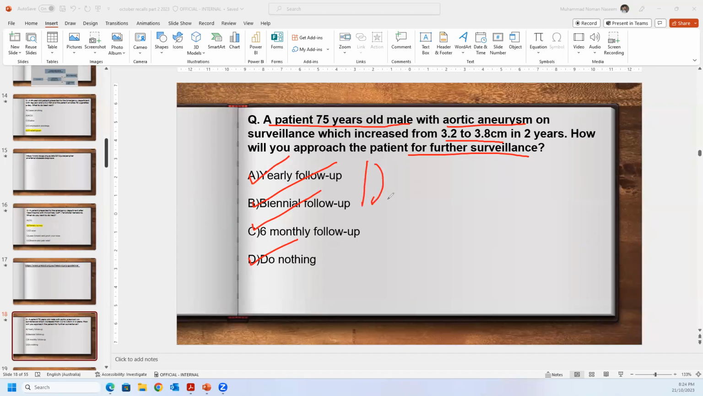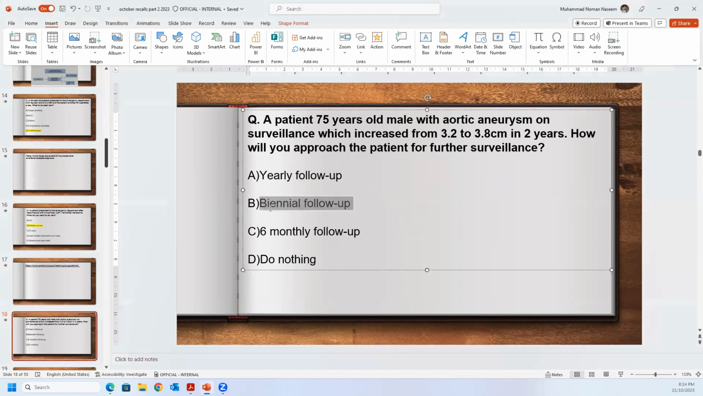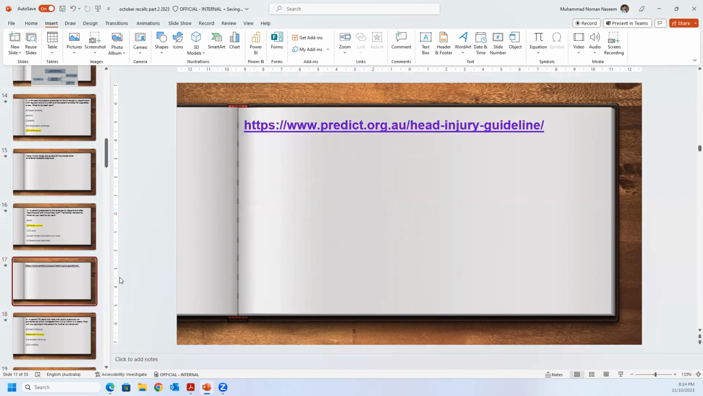Yearly means 12 monthly, biennial means 24 monthly, 6 monthly, or none. I'm having a lot of different answers. So according to the guidelines, if the patient is having 3.8, then we need to do 24 monthly or 2 yearly follow-up.